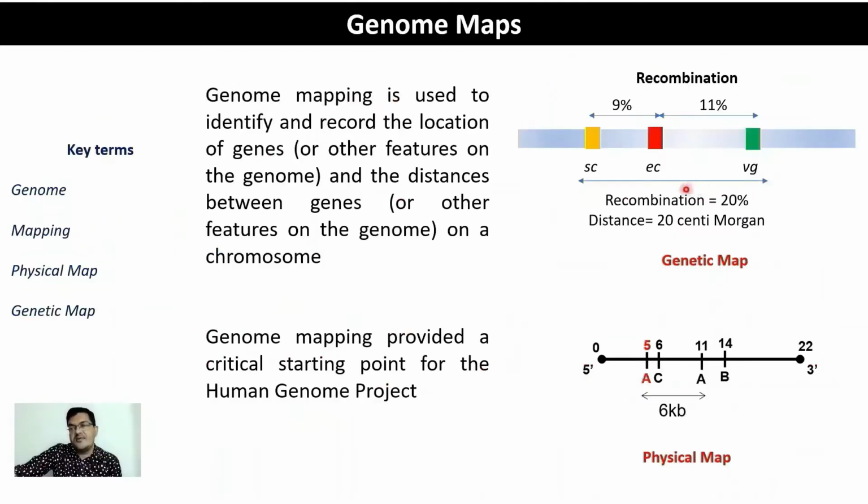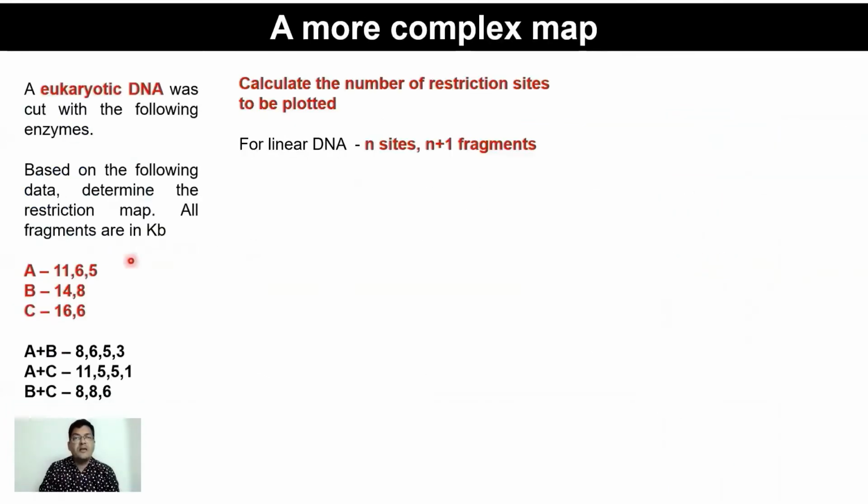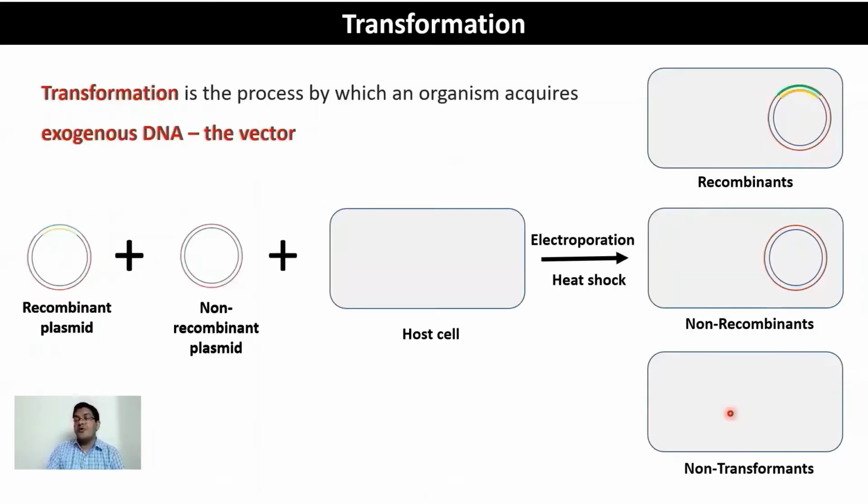And here, the distance between genes is measured in percentage of recombination. Calculate the number of transcription sites to be plotted. For linear DNA, n sites equals n plus 1 fragments. You must have a mechanism to ensure that you are able to clearly and unambiguously identify these cells.